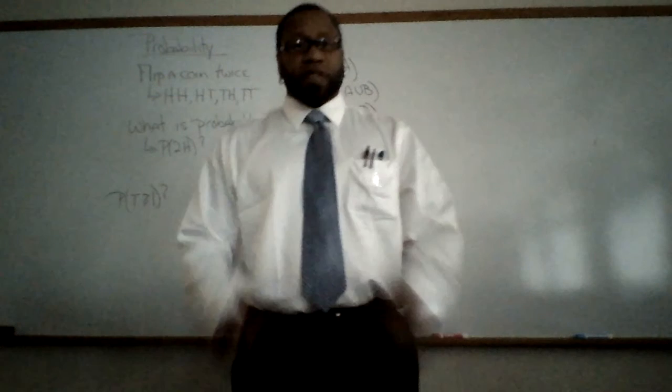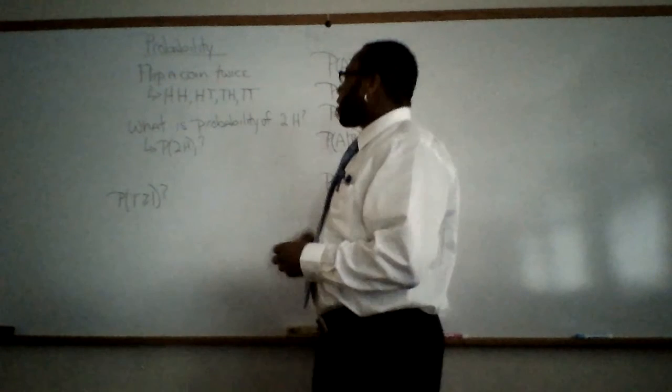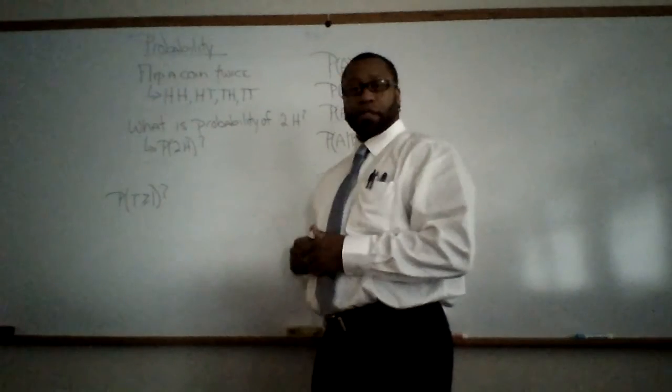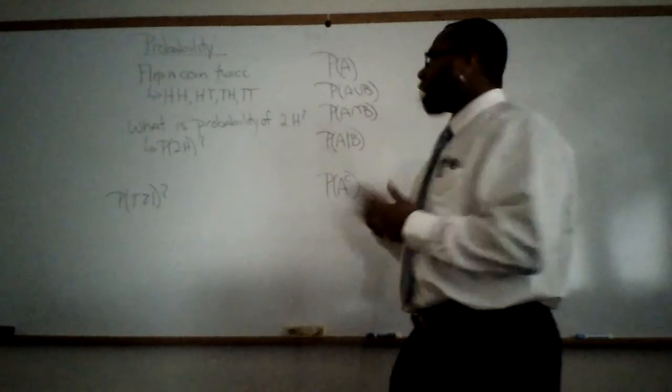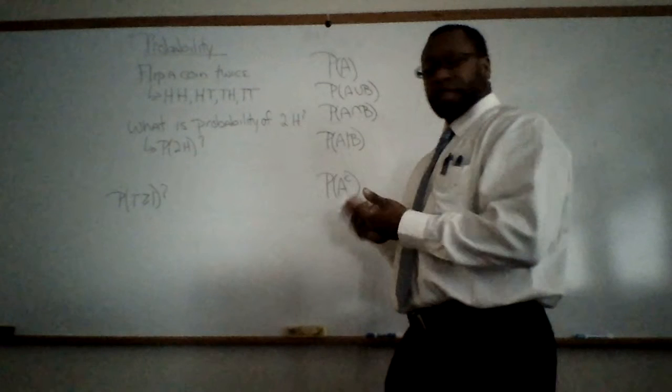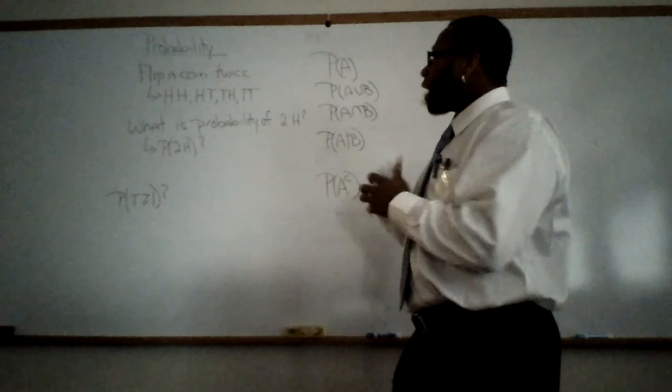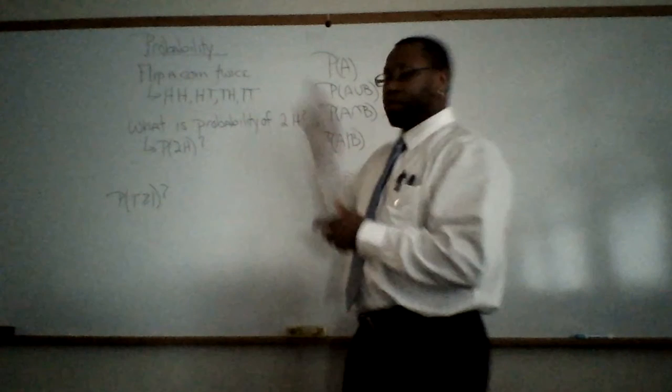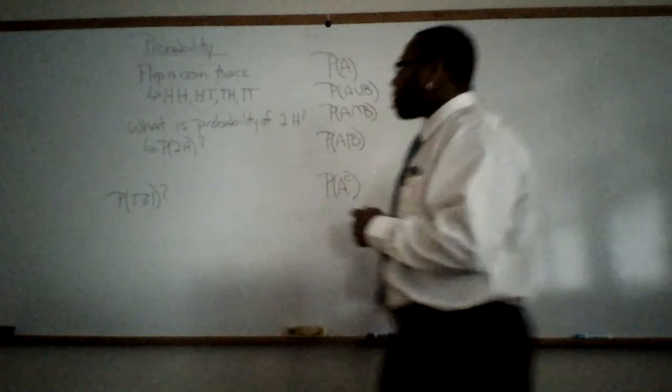Let's review some basic probability. So to get started, suppose you flip a coin twice. What are the possible outcomes? We've got heads and heads, heads and then tails, and then you could have tails and heads, and then tails and tails again. That's your sample space.